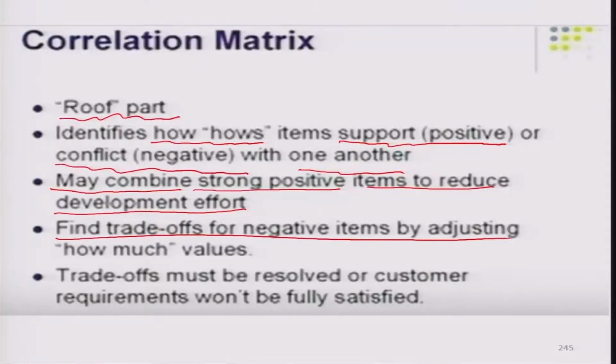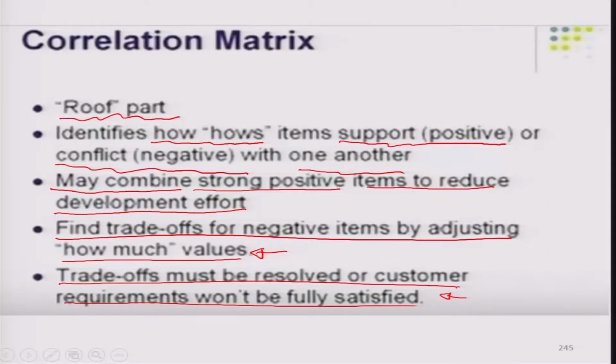And if one is strongly correlated to the other, the presence of one would automatically be an indicator of the other being there. Okay, so your development effort is saved because you are able to get rid of one of the technical specifications, because it's strongly correlated to another which you are actually developing. So you can also find trade-offs for negative items by adjusting the how much values. Okay, trade-offs obviously must be resolved or customer requirements won't be fully satisfied. So you can take care of all the negative items separately and all the positive, strongly correlated items together, for you to design a good correlation between all the hows.